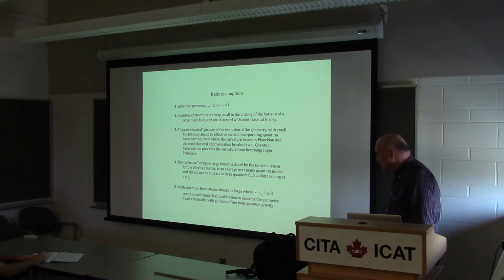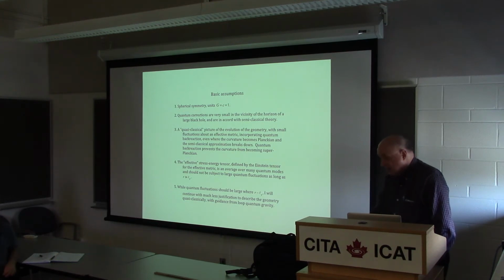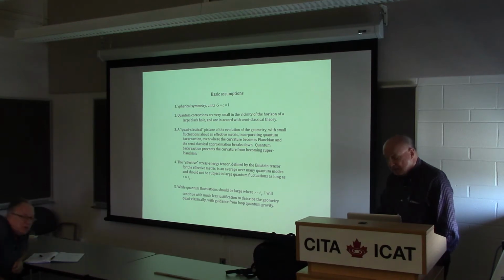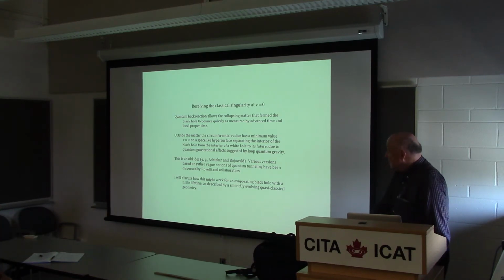Now the quasi-classical evolution of the metric I'm going to assume does have a bounce. There are calculations in loop quantum gravity which suggest a certain picture of how that might happen, and I'm going to follow that. So how do you then resolve the classical singularity at r equals 0?